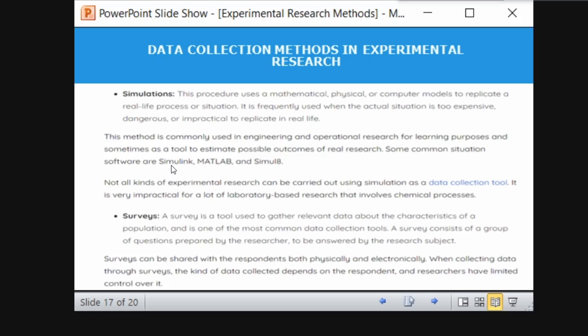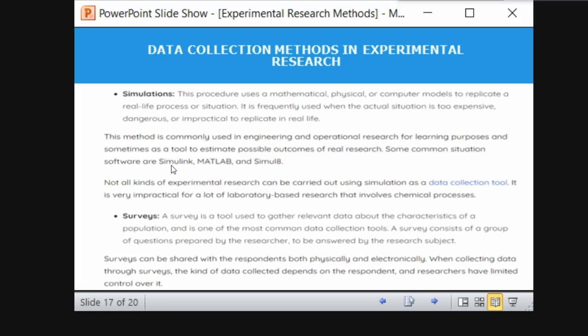Okay. So what do we mean by surveys? We know what a survey is, right? It is getting comprehensive data about a particular category or phenomenon. It may use interviews, observations, schedules, questionnaires, or whatever it may be. A survey is a tool used to gather relevant data about the characteristics of a population. So census data, whatever it may be.